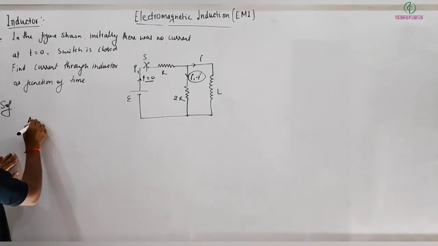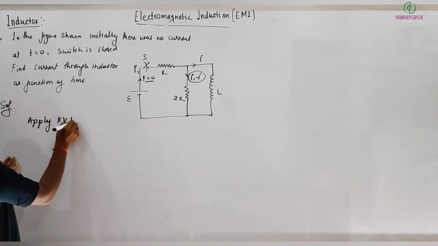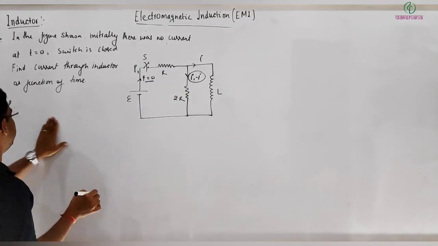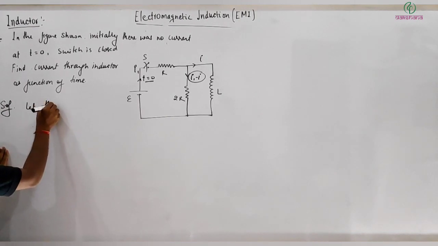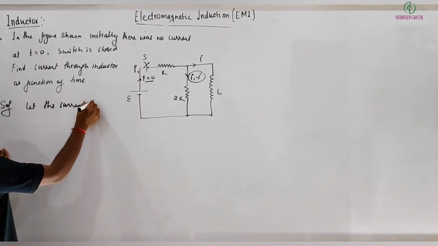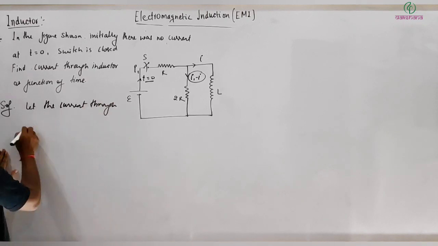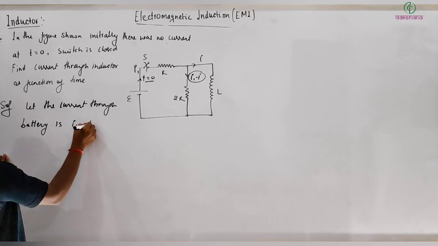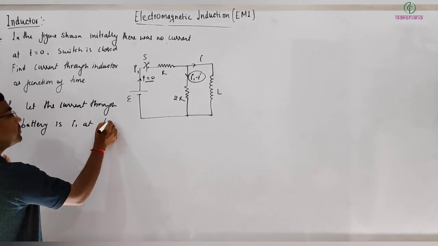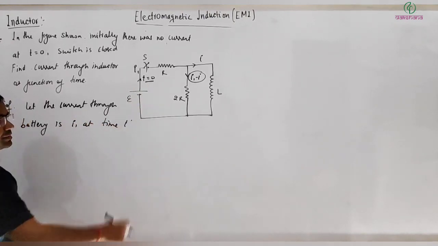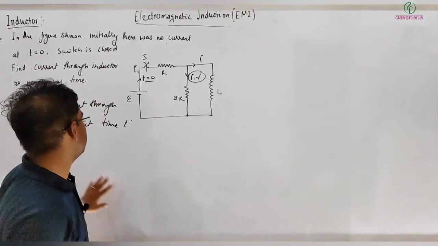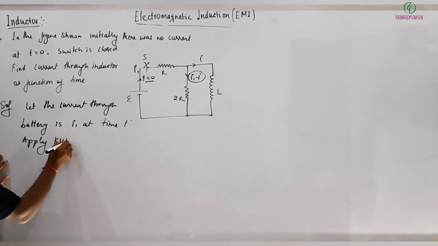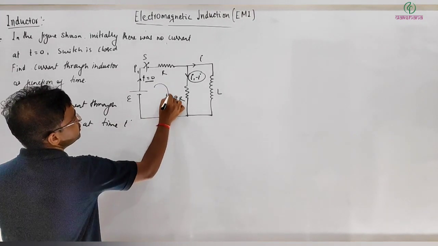So apply KVL, and this is the situation at time t. Before that, let the current through the battery be I1 at time t, and I across the inductor. So now I can apply KVL. Let me write it in this loop 1.